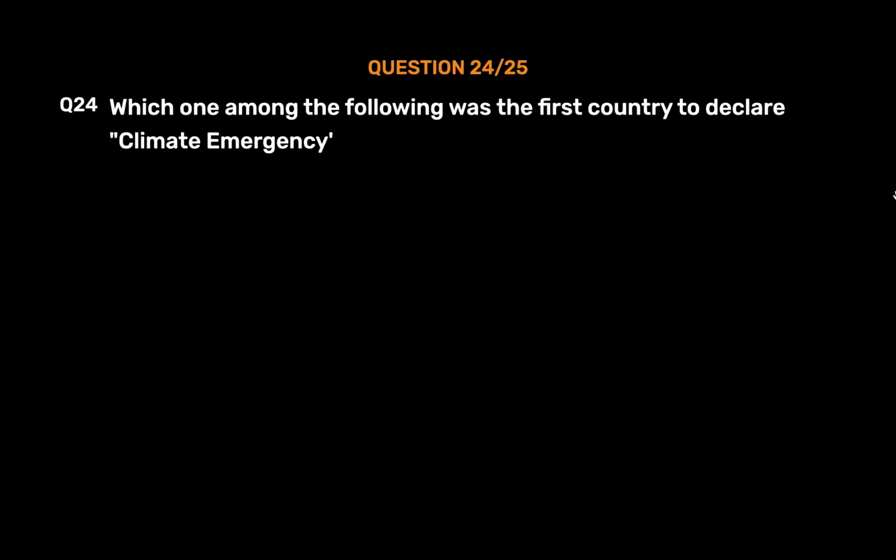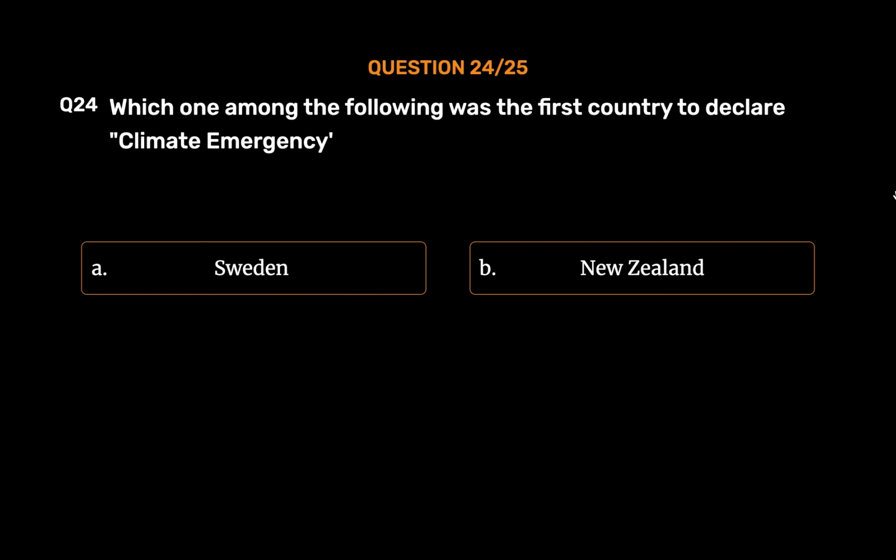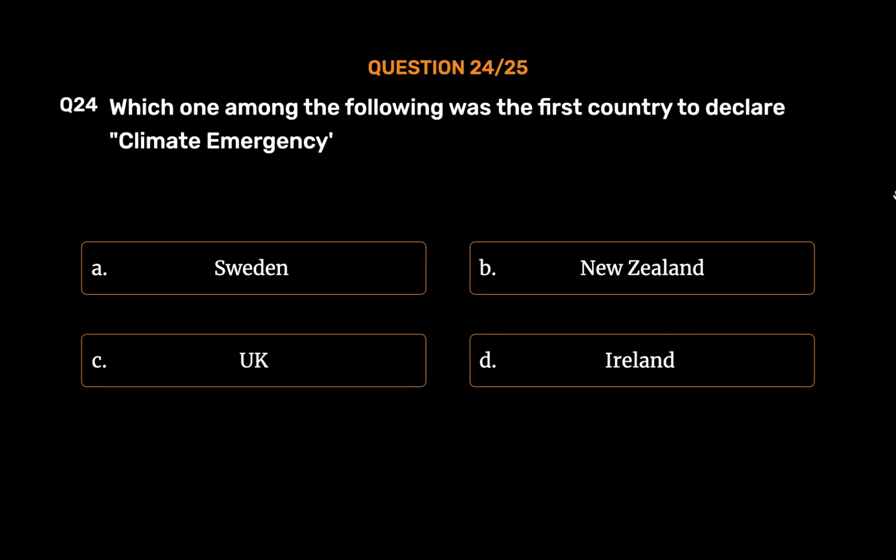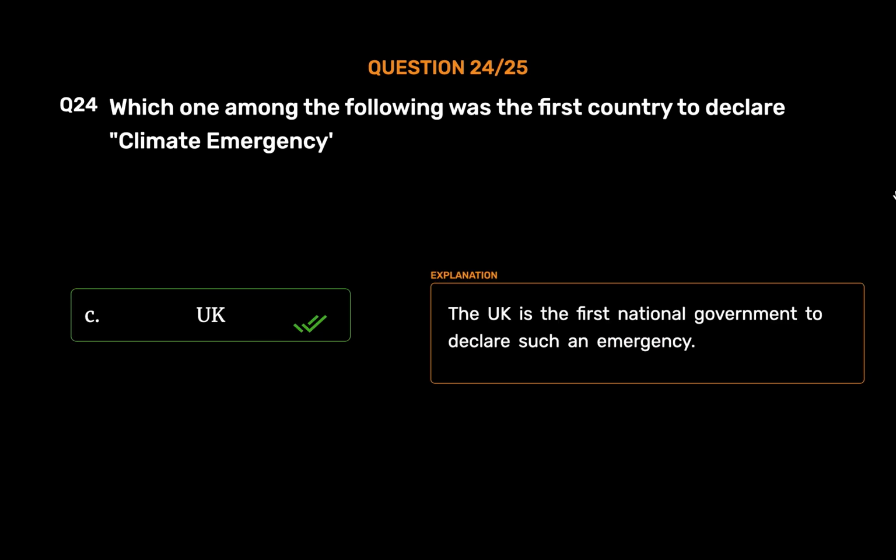Question number 24. Which one among the following was the first country to declare climate emergency? Option A. Sweden. Option B. New Zealand. Option C. UK. Option D. Ireland. The correct answer is Option C. UK. The UK is the first national government to declare such an emergency.